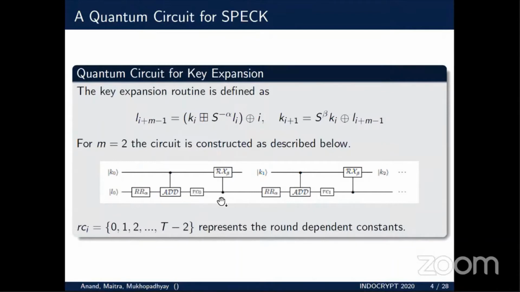And then at last, whatever value comes here, as you can see, it is rotated beta times left and then XORed with this. In this way, we can create the round functions and then use them accordingly.